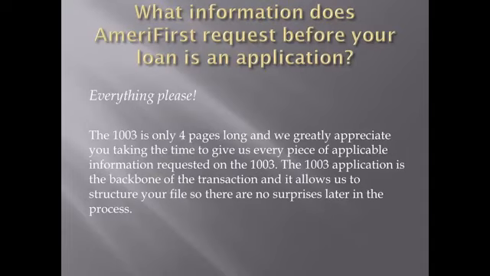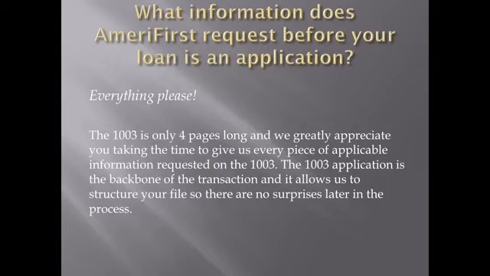Now, what does AmeriFirst request? Everything, please. Okay, the 1003 is the backbone of the transaction. It's 4 pages long, and we ask that you fill out everything. Let me give you a quick little example. If you're making more money now than you were making in 2014 and 15, but you don't specify that on the application, you just think, oh, I sent them my tax returns. Well, we may be pre-approving you with less income than you can actually qualify. So you may be able to qualify for more. Okay, it's very important. That's just a simple example of why it's so important to fill out a complete 1003.